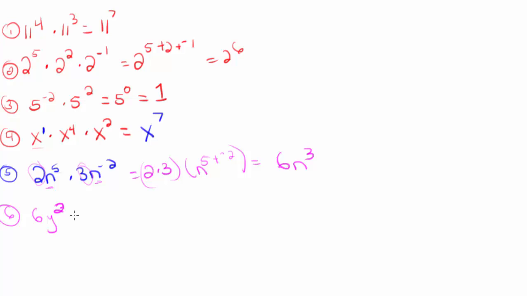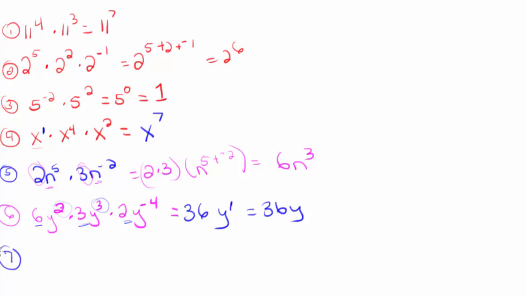Next: 6y squared times 3y cubed times 2y to the negative 4th. We're going to multiply the 6 and the 3 and the 2. 3 times 2 is 6, 6 times 6 is 36. Then we have y, and we add the exponents: 2 plus 3 is 5, minus 4, so to the first, or just 36y. Either way.